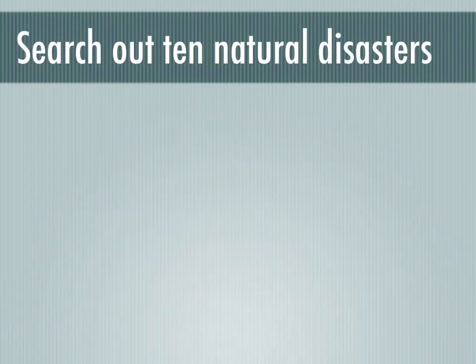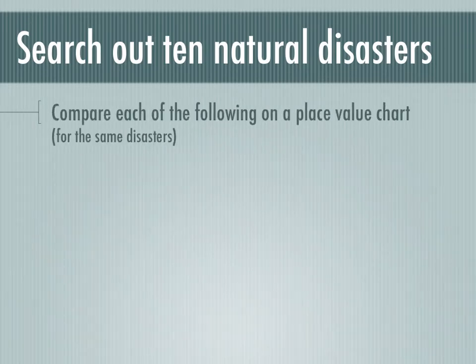Now that we've had some practice with comparing numbers and looking at place value, here's an activity that will help you with your FLL project. Please use your devices or the books at the side of the classroom to search out 10 famous natural disasters, or just big ones. When you search those out, I want you to look for the following statistics. Compare each of them on a place value chart. We're looking for the same disasters.